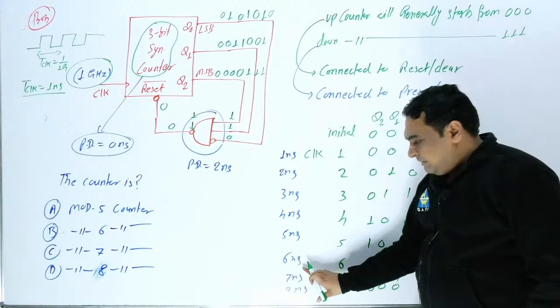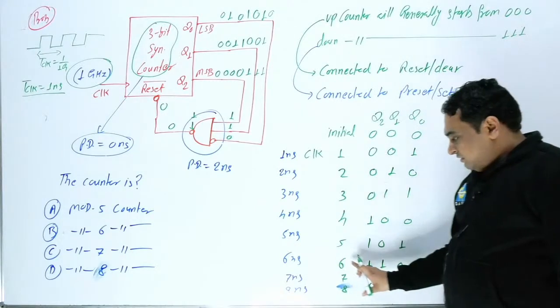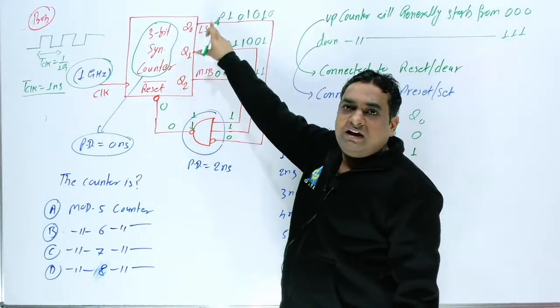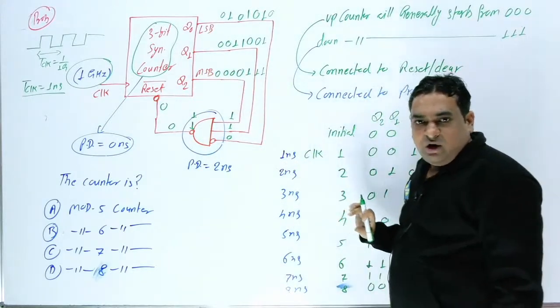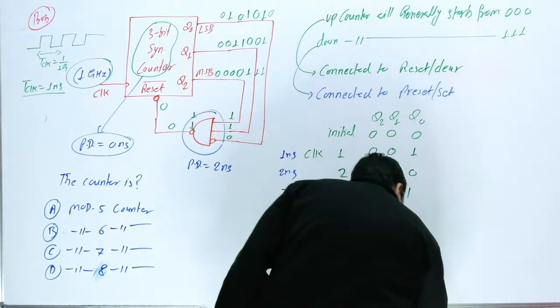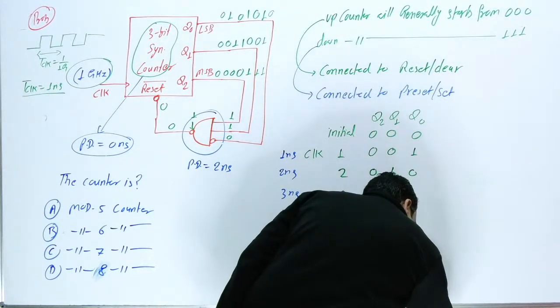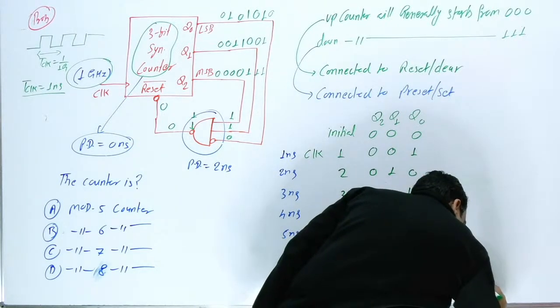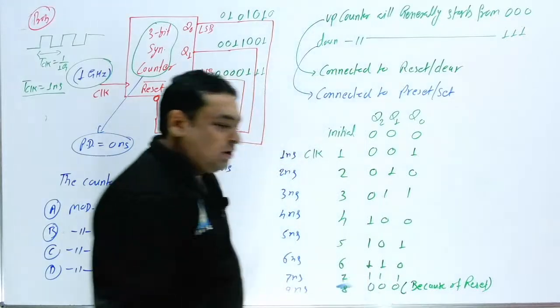When you apply the 6th clock, then after 2 nanoseconds, because of this reset, we will get 0, 0, 0 here. So this 0, 0, 0 we are getting because of the reset.